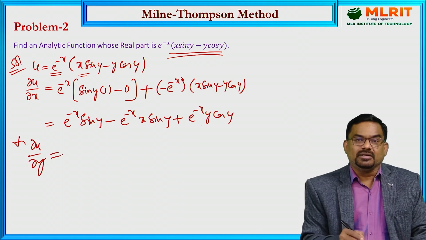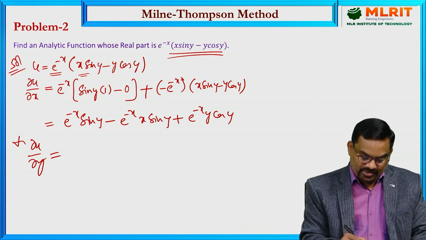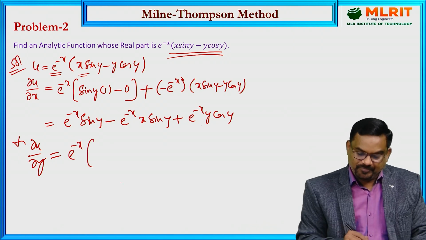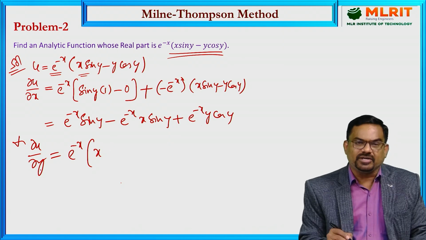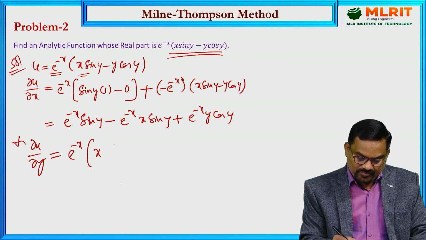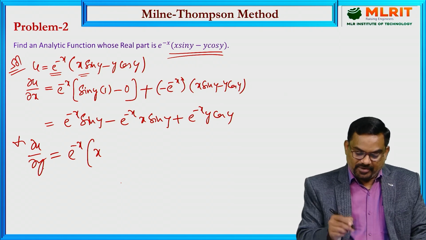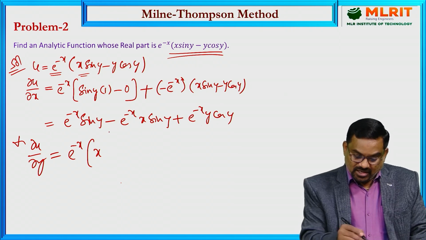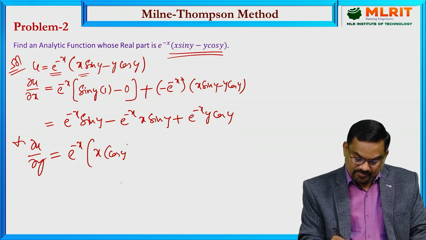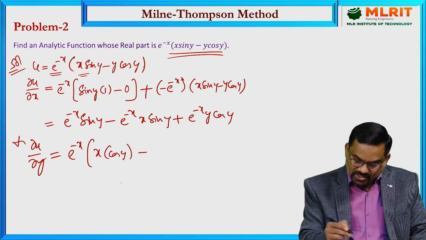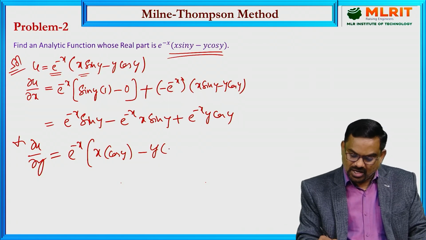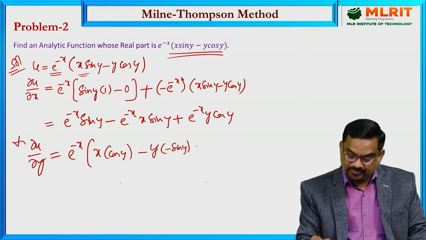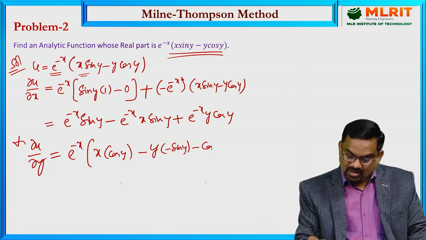Let us find the partial derivative of u with respect to y. Then e power minus x is constant. Only we need to differentiate the second term. x is constant again, since we are differentiating with respect to y. So x is constant and derivative of sin y is cos y minus, here we need to apply the UV rule. y into cos y derivative is minus sin y, minus cos y into y derivative is 1.